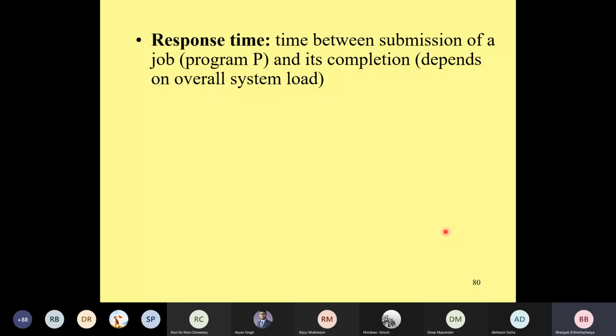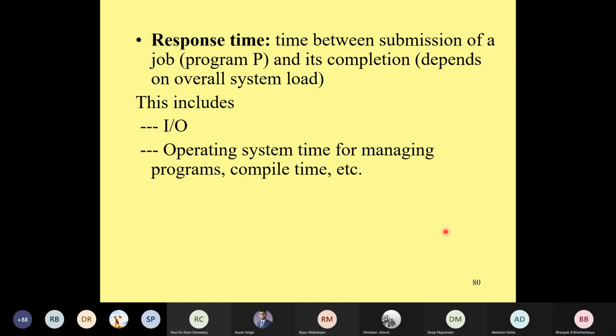This is called a response time. So as a user, you submit a job to a processor. You submit a program P or a job, and then after some time the job is completed. Now in a multiprocessor system or in a computer floor, this may depend on the overall system load. How many users are being simultaneously present there and so on. So this is called the response time. This response time also includes the time needed for doing your input-output. It also includes the time required by the operating system for compiling your program and so on.